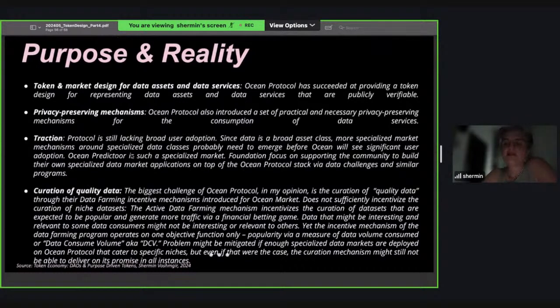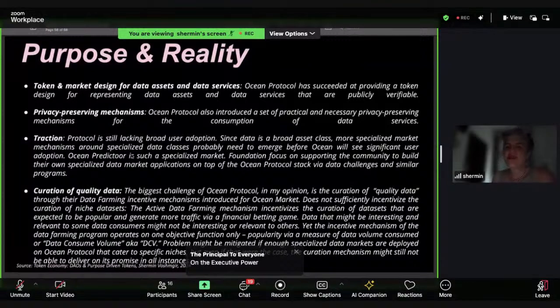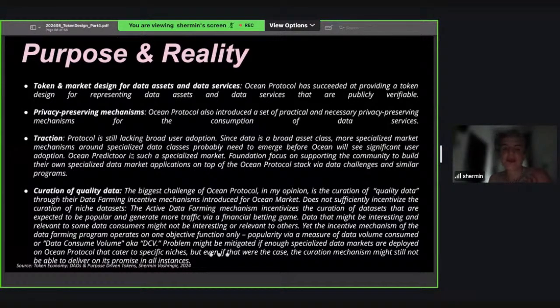But this mechanism, in my opinion, does not sufficiently incentivize the curation of niche data assets. For example, active data farming only incentivizes the curation of data sets that are expected to be popular and generate more traffic via a financial betting game, right? You can basically bet what is going to be more popular, but what is more popular is not relevant in a niche market. So I think the curation mechanism tries to lean on financial mechanisms, but quality data is subjective and not objective. Data that might be interesting and relevant to some data consumers or data scientists might not be interesting or relevant to others. So popularity is not necessarily a quality criterion. It's just a popularity criterion. It's a quantitative criterion.